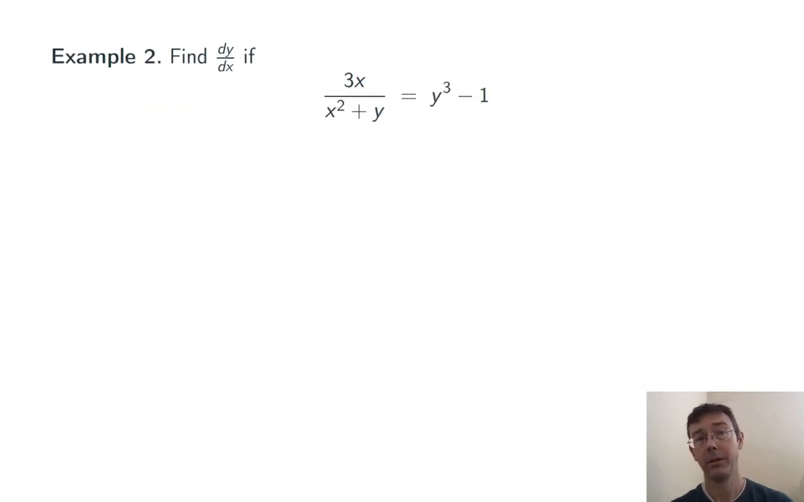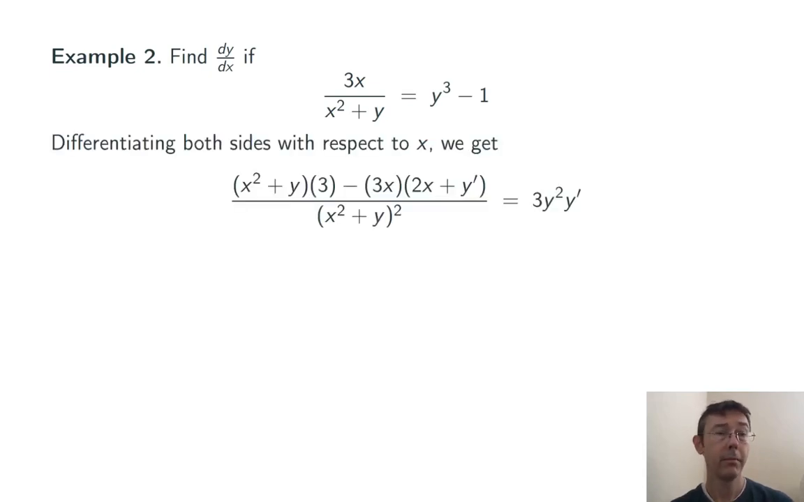One final example. Compute dy/dx if 3x over (x squared plus y) equals y cubed minus 1. Again, we're going to view y as a function of x and differentiate the entire equation with respect to x. This time, the left-hand side requires a quotient rule. We take the bottom, multiply it by the derivative of the top, then subtract the top times the derivative of the bottom. Here I've written y prime instead of dy/dx just to keep things a little bit neater. Then we divide by the square of the denominator.